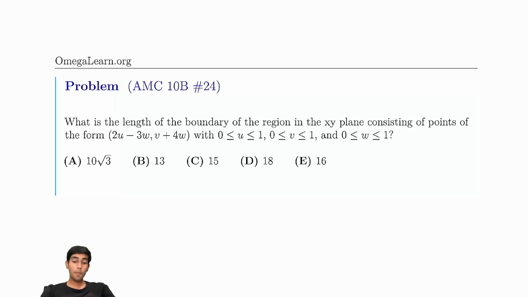What is the length of the boundary of the region in the xy plane consisting of all points of the form 2u minus 3w, v comma v plus 4w? So all of these things go from 0 to 1.